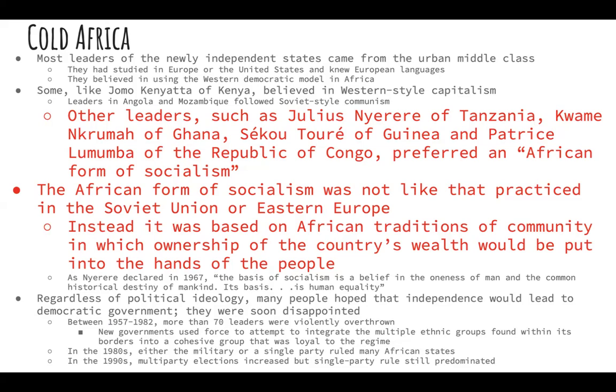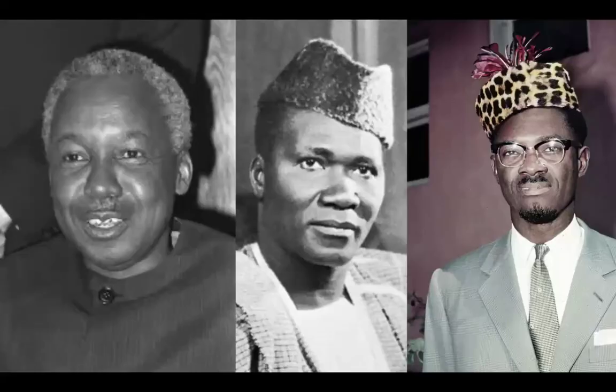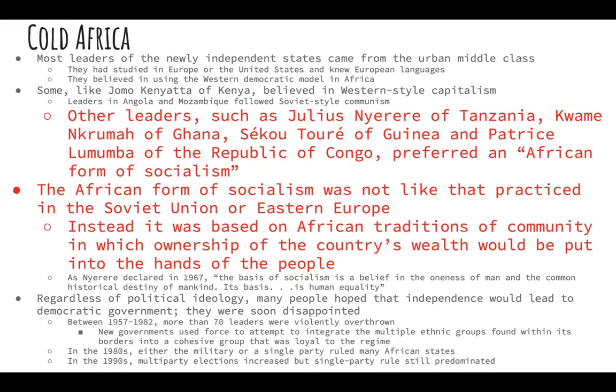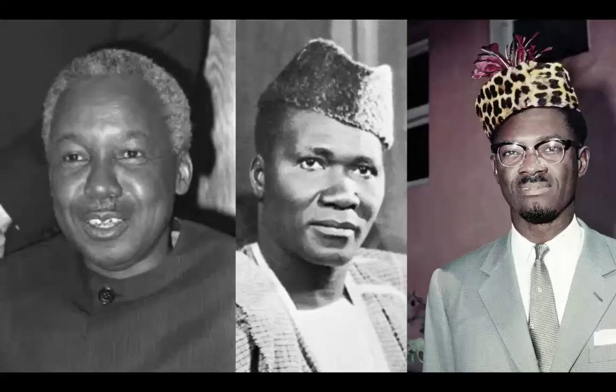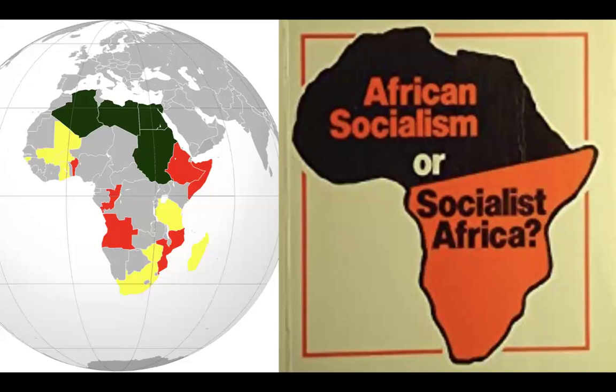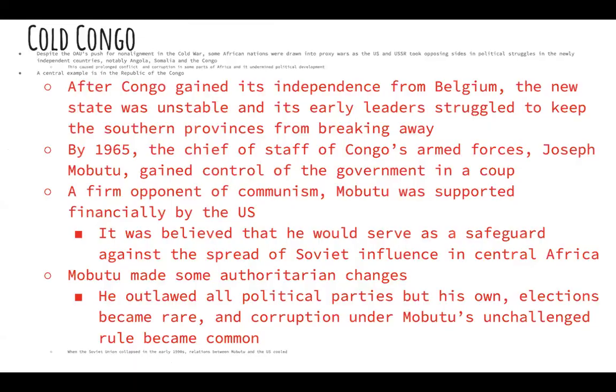Socialism in Africa. People like it. Who are these leaders? That is Sekou Touré. No, that's Nyerere. That's Sekou Touré, and that's Patrice Lumumba on the right. So these are socialist states in Africa on the left, and then there you see this is a book title, African Socialism or Socialist Africa.